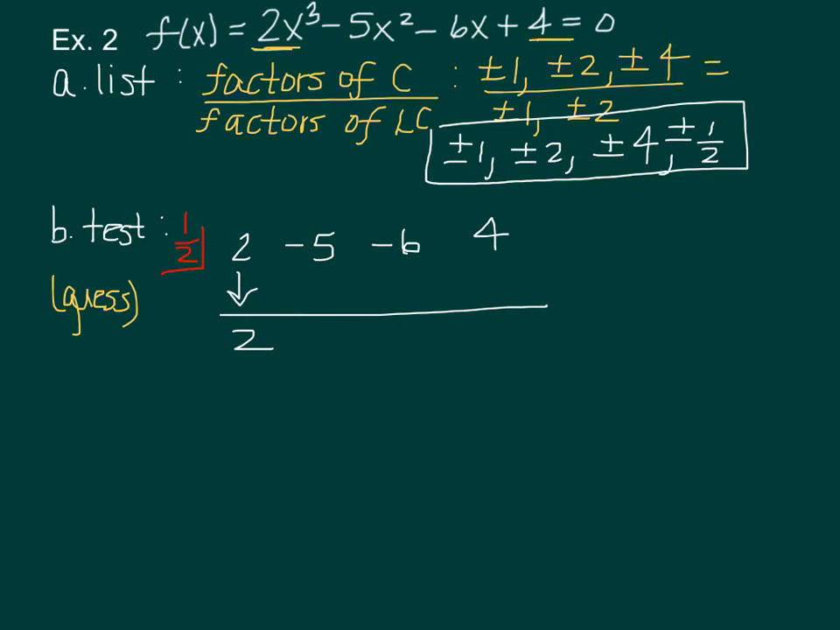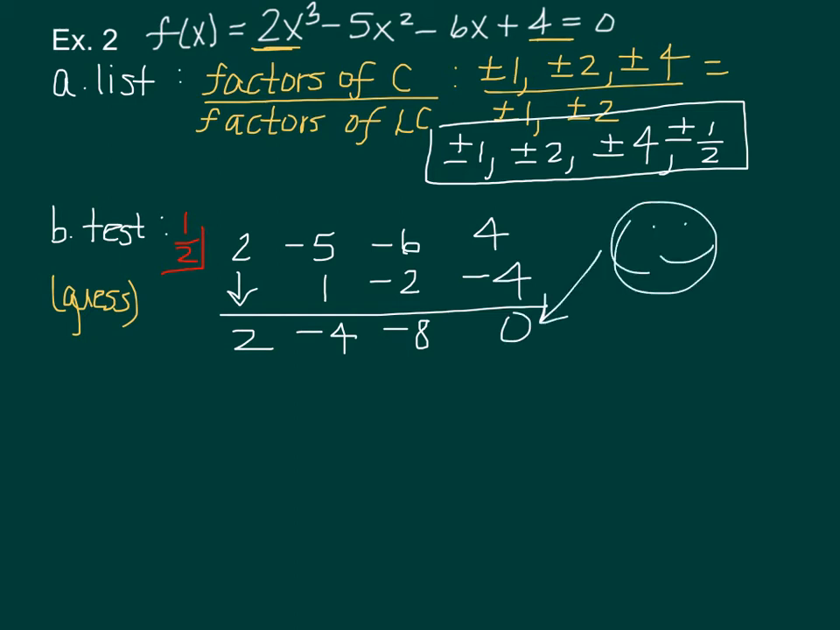Half of 2 is 1, and then you add going down. Half of -4 is -2. You add going down. Half of -8 is -4. Add going down. And look, we are happy because we found our first 0. So 1/2 is one of our solutions.